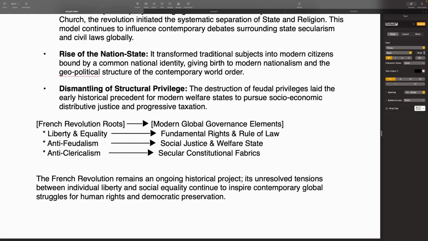So here is the flow diagram. You can see French Revolution roots: liberty, equality, anti-feudalism, anti-clericalism, and modern global governance elements: fundamental rights, rule of law, social justice, and all.